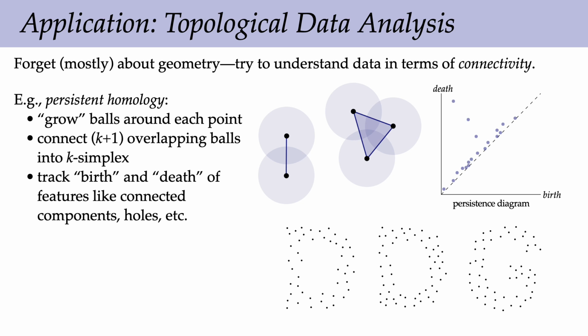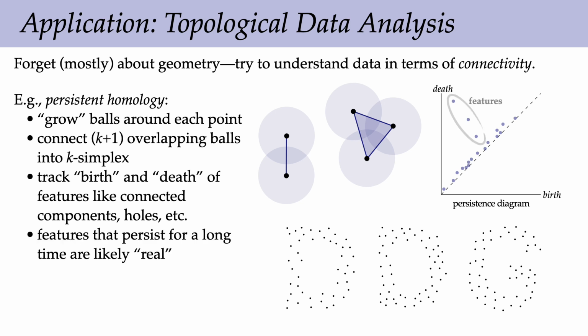Okay? And then you notice some things on this diagram, that some points are really far from the diagonal, whereas some points are really close to the diagonal. What does that mean? What's the difference between these kinds of events? Well, if you stop and think about this for a minute, it's likely that features that persist for a long, long time are real, right? We have these three letters, and at some point, all the points in each letter get connected up, and they stick around for a while before finally merging with each other.